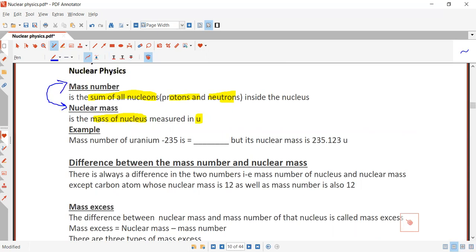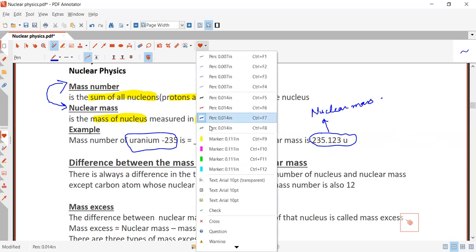Remember that, right? For example, the uranium nucleus: the mass number is 235, right? But its nuclear mass is 235.123 U. So this is the mass number and this is the nuclear mass. Remember, there is a clear difference between them, right? Okay.